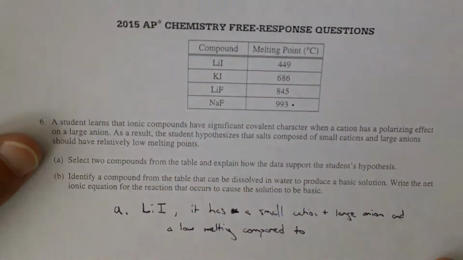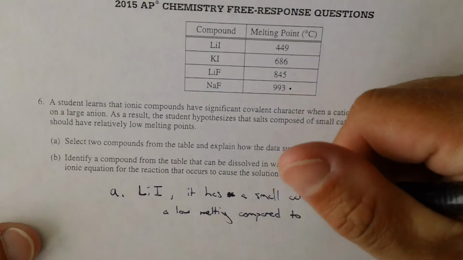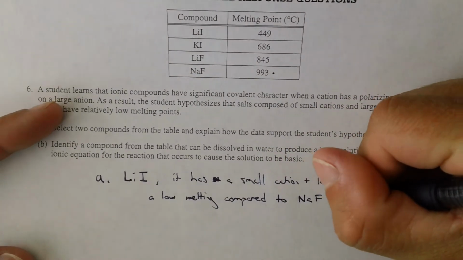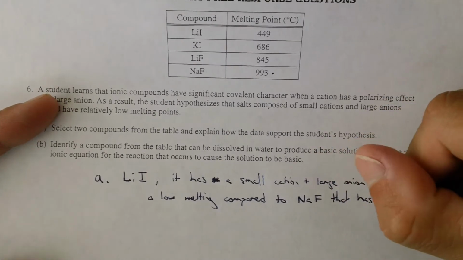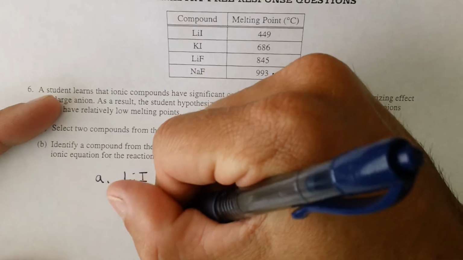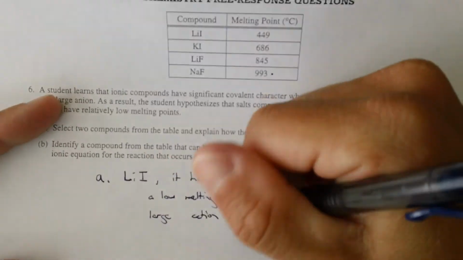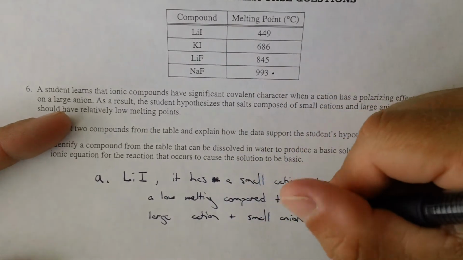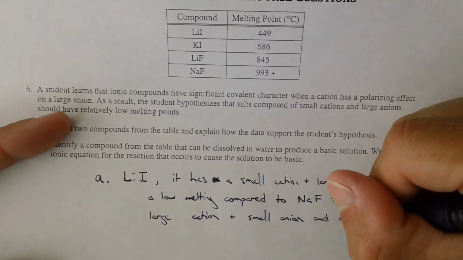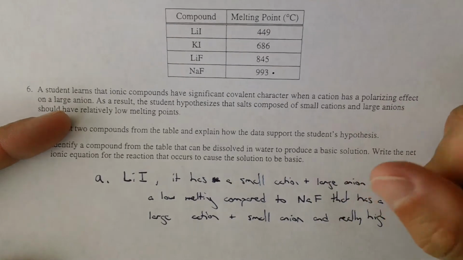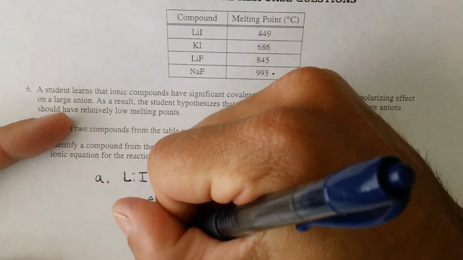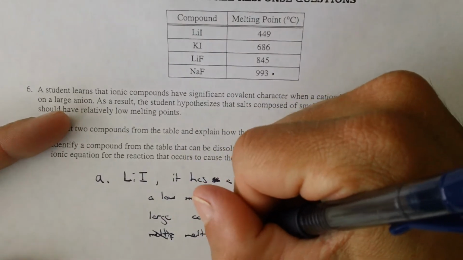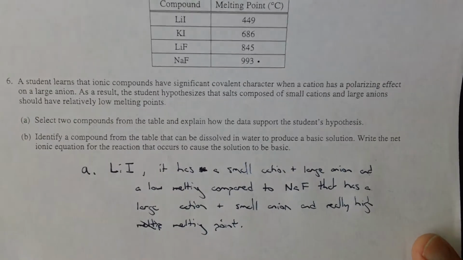So I put lithium iodide has small cation, large anion, and low melting point compared to sodium fluoride that has a large cation and small anion and really high melting point. That's how I answered the question.